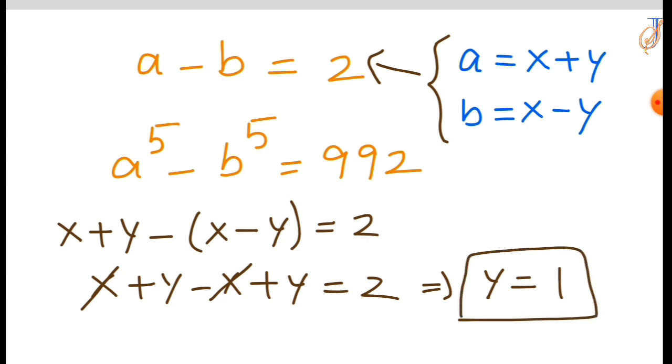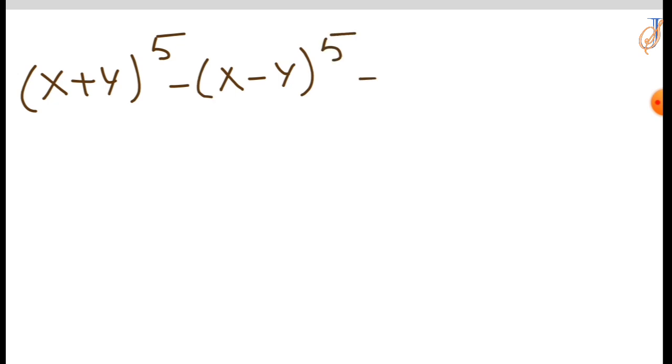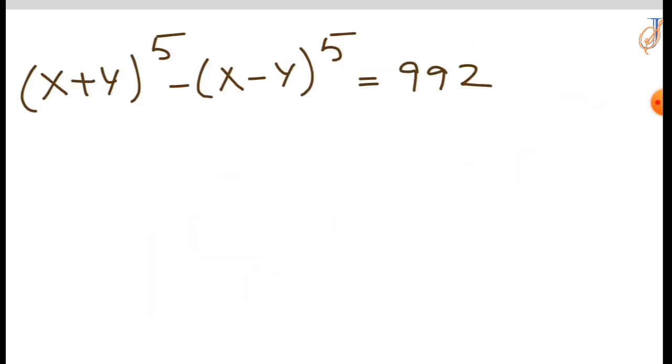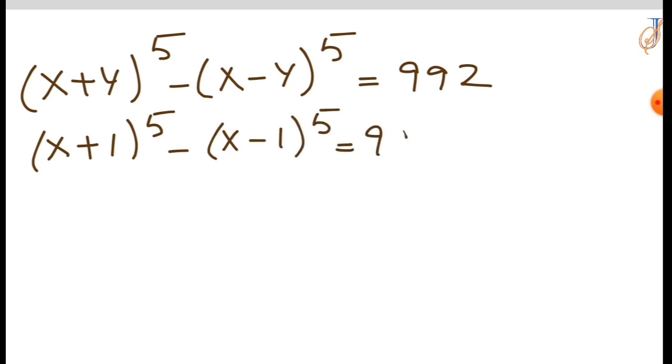So let's substitute these values in equation 2. So a to the power 5, that means (x plus y) to the power 5 minus (x minus y) to the power 5 is equal to 992. And just now we found that the y value equals 1. So substitute here. Then (x plus 1) to the power 5 minus (x minus 1) to the power 5 equals 992. Now just recall Pascal's triangle.